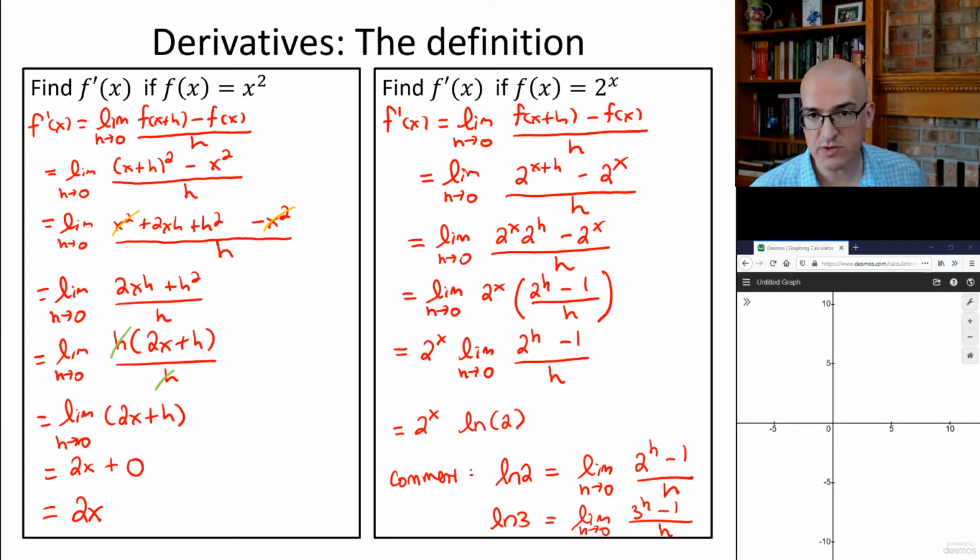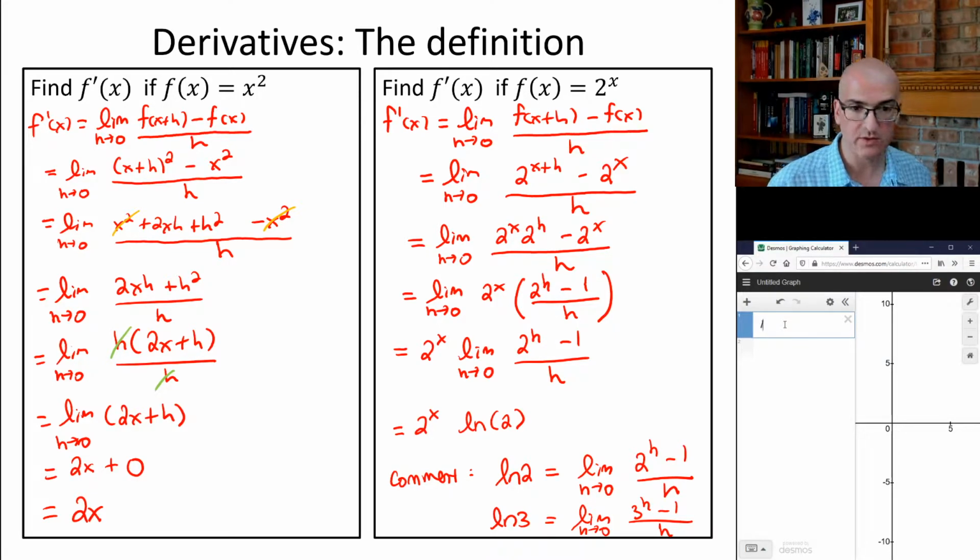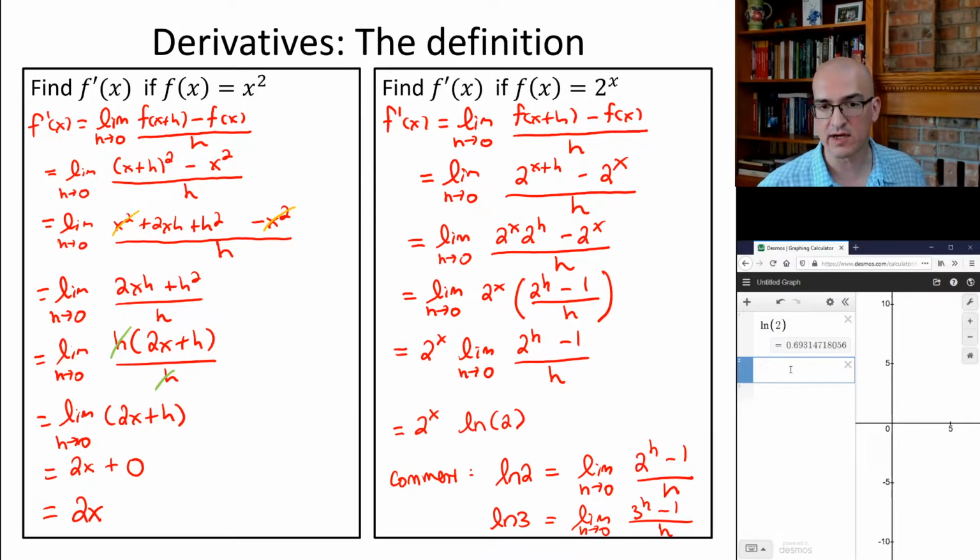I want to show you in Desmos. Desmos is for graphing, but you know it's also a calculator, and I like it for calculations. So let's go with convincing you that this thing is equal to the ln of 2. I'm going to say ln 2 here, and it's going to spit out the decimal representation, 0.6931, and so on. Now I can't take the limit to 0 using a calculator. What I can do is let h be really, really small. So let's say h is equal to 0.001.